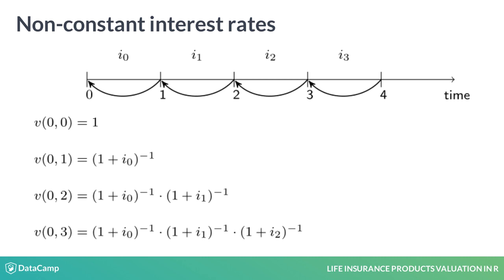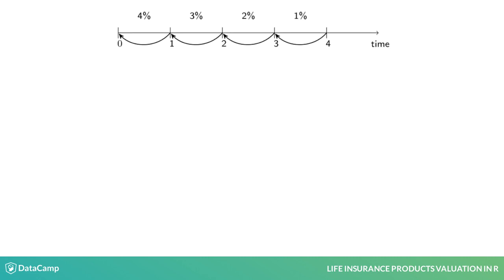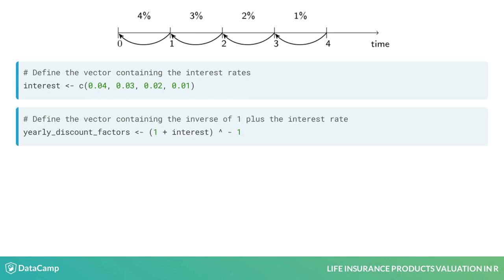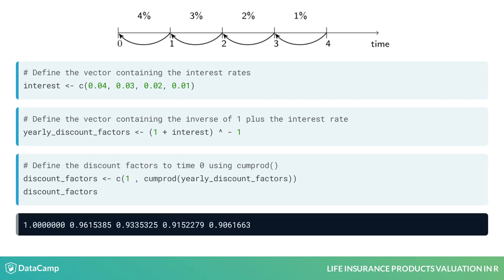This illustration demonstrates how discounting works when interest rates change over time. Here the rate is 4% in the first year, 3% in the second year, and then 2 and 1% in years 3 and 4. You store these rates in the interest vector. You create the yearly discount factors from these rates as 1 plus the applicable interest rate to the power -1. To quickly go from the yearly discount factors to multi-year discount factors, you can use the cumprod function in R.